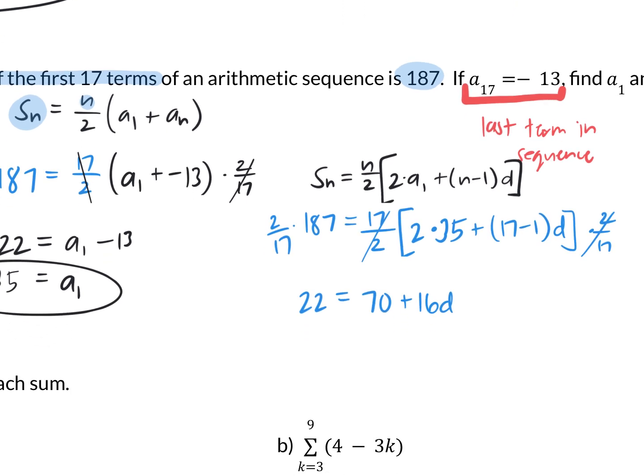Nice little two-step equation here. Subtract 70 and divide by 16. What do you find for your common difference? Negative 3. So look at what you're given, decide which formula you're going to use, and then solve for that missing variable. Okay?